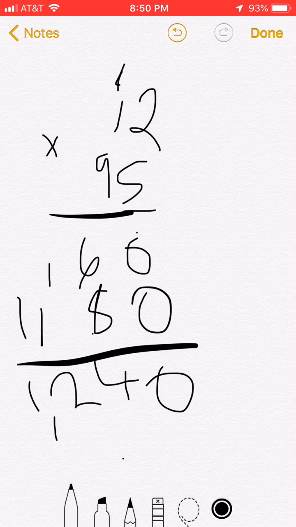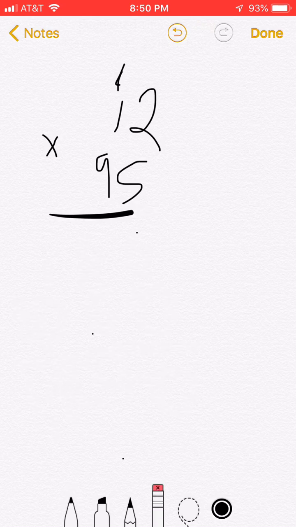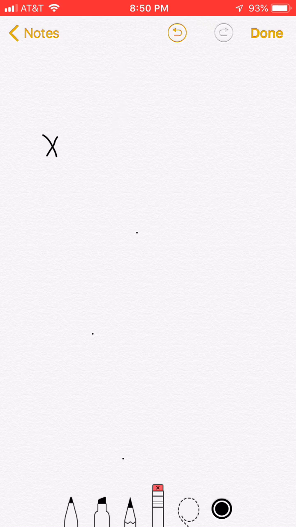12 times 95, we get 60, and then we get 9 times 2 is 18. 9 times 1 is 9, plus 1 is 10, not 11, so we can make that a 0. So 1 plus 0 is 1. My apologies. So our answer is 1,140. And now I give you your first set of practice problems.